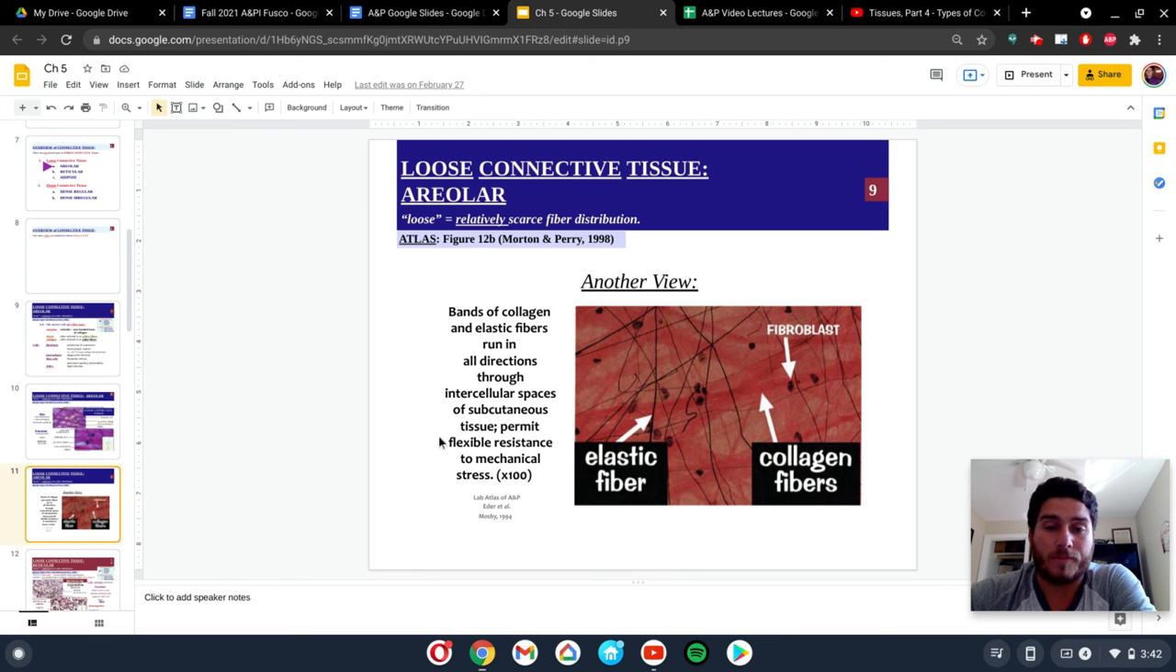So here's another image here. And these are going to be loose areolar connective tissues. The next video will be on reticular connective tissue.